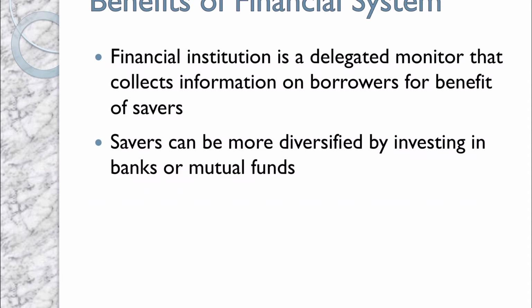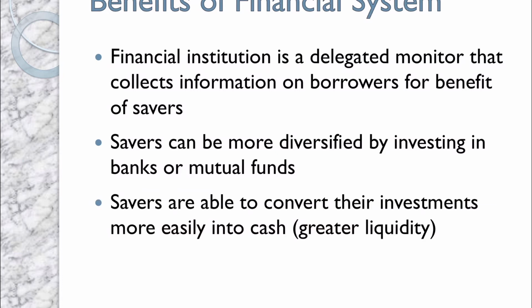Secondly, savers can be more diversified by investing in banks or mutual funds. So instead of direct lending where you're investing in just a single individual, you can be more diversified now by investing in these banks that have multiple companies and multiple individuals depositing within that particular bank, or having their funds within that particular mutual fund. Savers then are able to convert their investments more easily into cash, so you have greater liquidity. The benefit of the financial system is that now you are able to eliminate some of that liquidity risk.